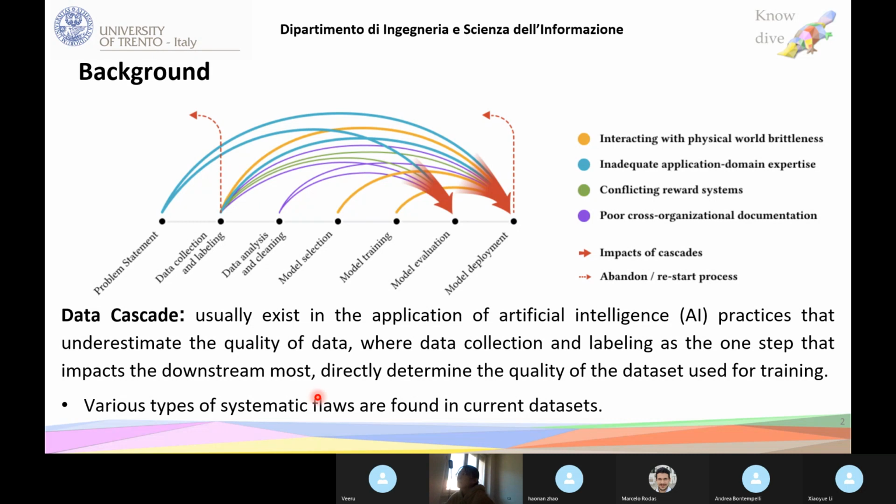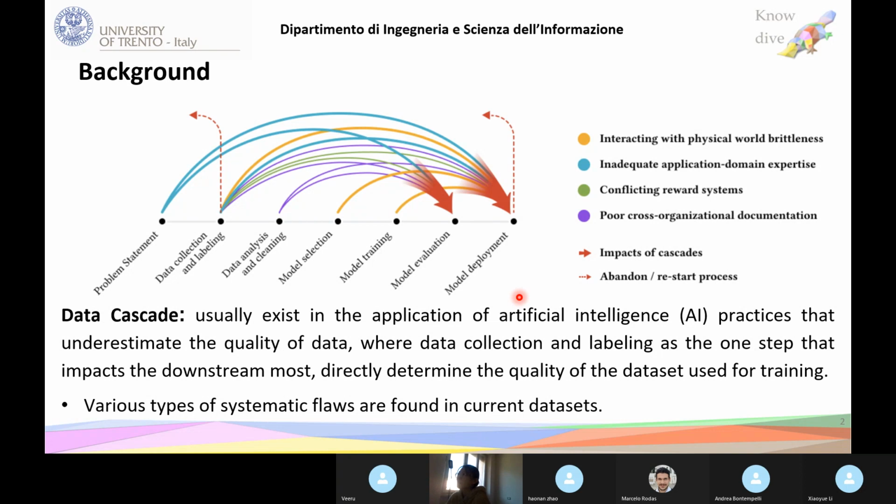This figure shows seven main steps in a machine learning system. The researchers found that in this process, the upstream data can have a significant impact on the completion of the downstream tasks. This phenomenon is defined as a data cascade.